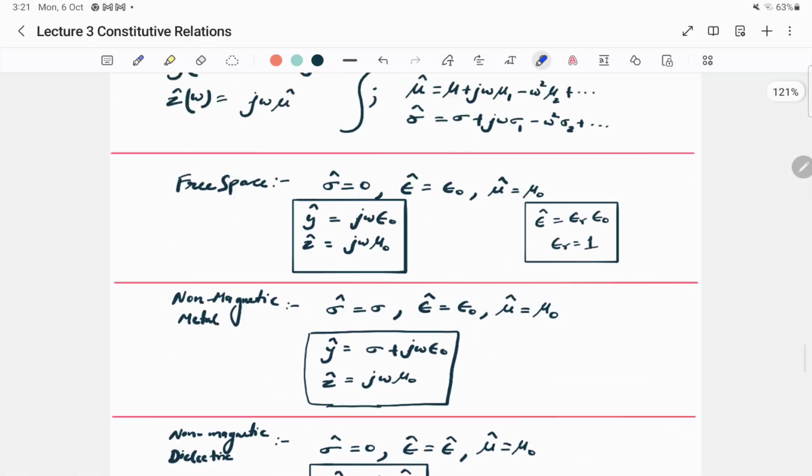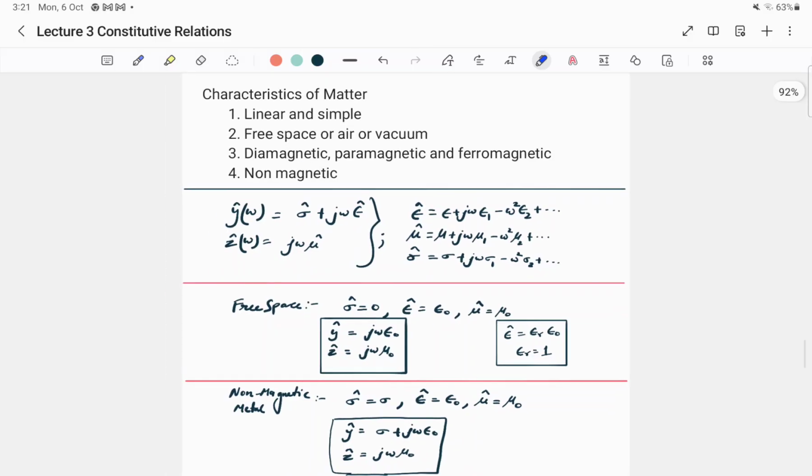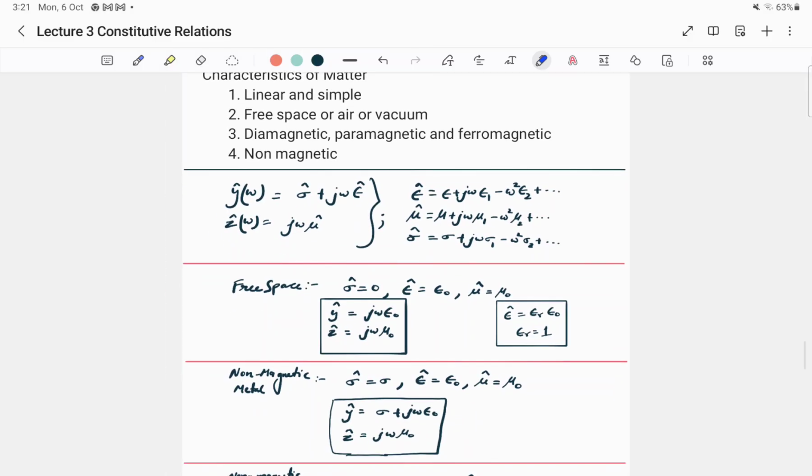Alright, so I hope you have understood how the complex permittivity and complex permeability, these values epsilon cap, mu cap and sigma cap, they are complex permittivity and complex permeability of the medium, and this sigma cap is, what do we call sigma? It is conductivity, complex conductivity of the medium.